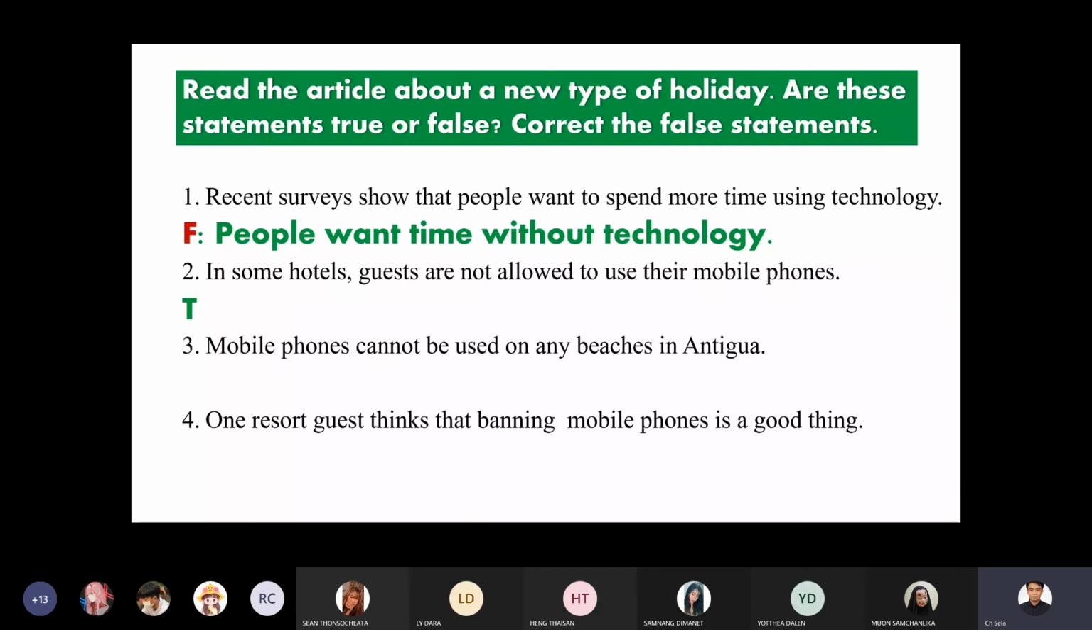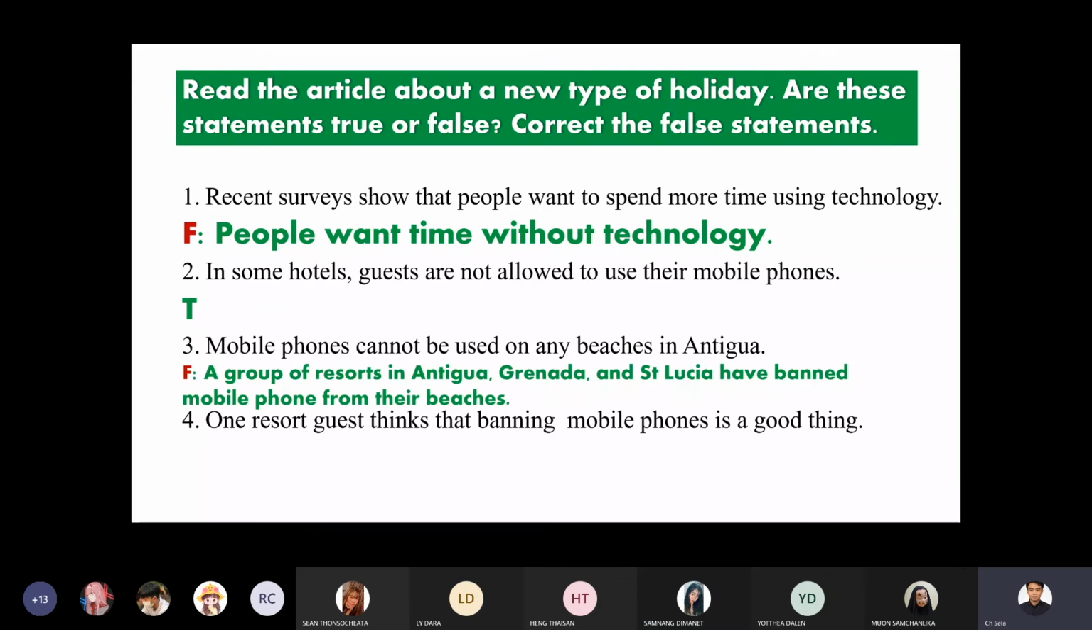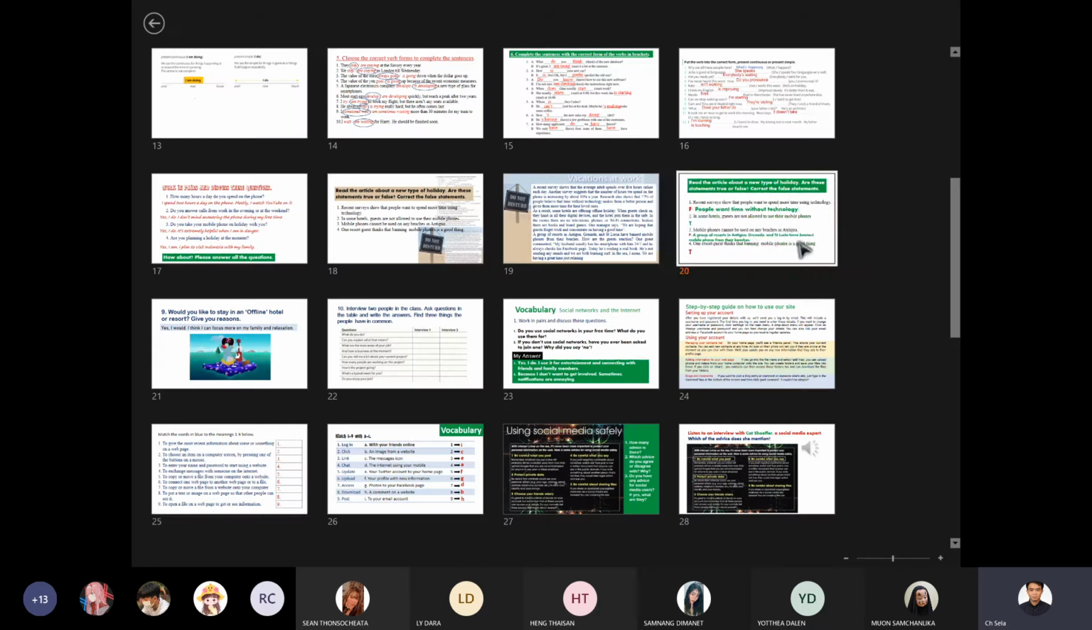Okay. Number three, mobile phones cannot be used on any beaches in Antigua. Is it true? Okay, false. A group of resorts in Antigua, Grenada, and St. Lucia have banned mobile phones from their beaches. Not only Antigua, but Grenada and St. Lucia have banned mobile phones from the beaches.